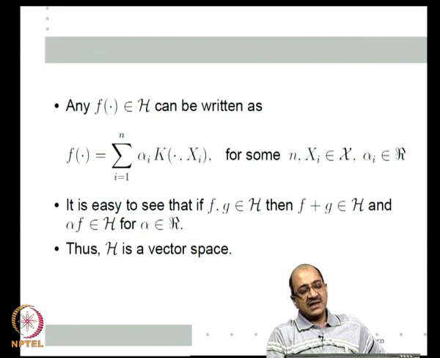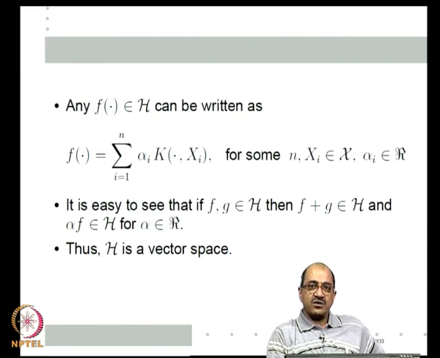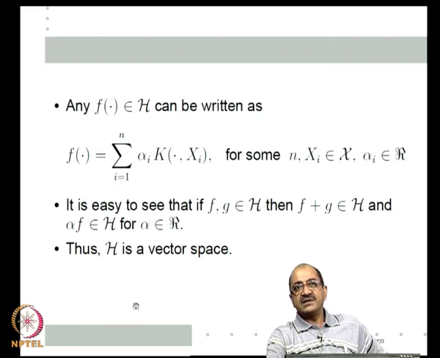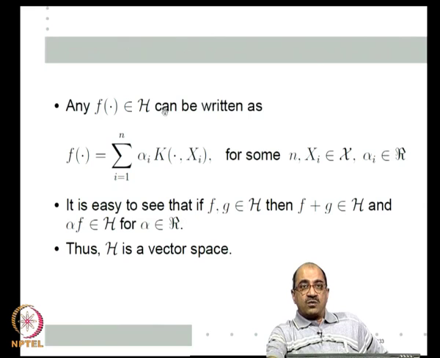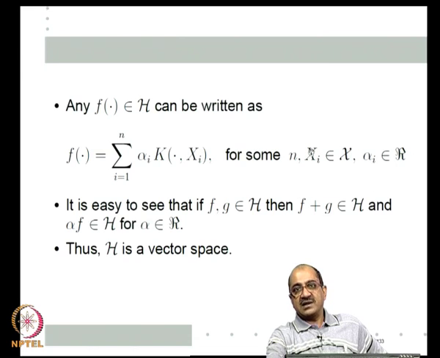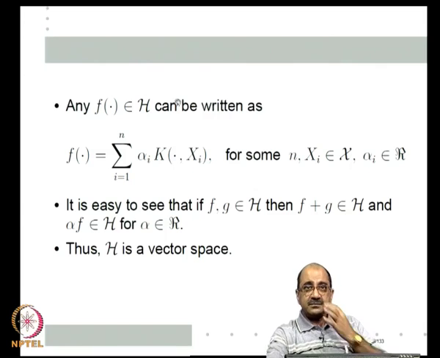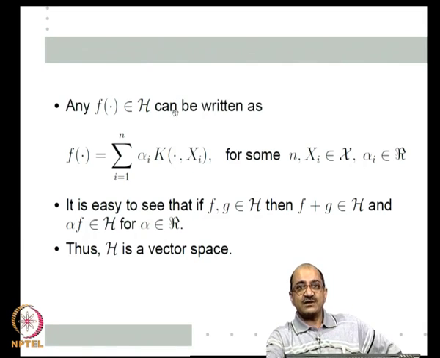As I said, everything I say in this lecture can be extended to the field of complex numbers with minor modifications, but for simplicity we will stick to all scalars being real. So, what we showed is that if we take finite linear combinations of kernels centered at any points in X, and call that the space H, then H is a vector space under the usual function addition and scalar multiplication.